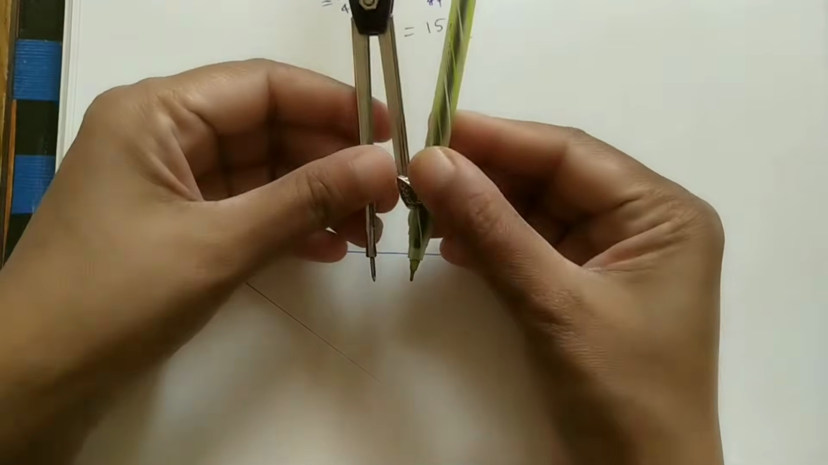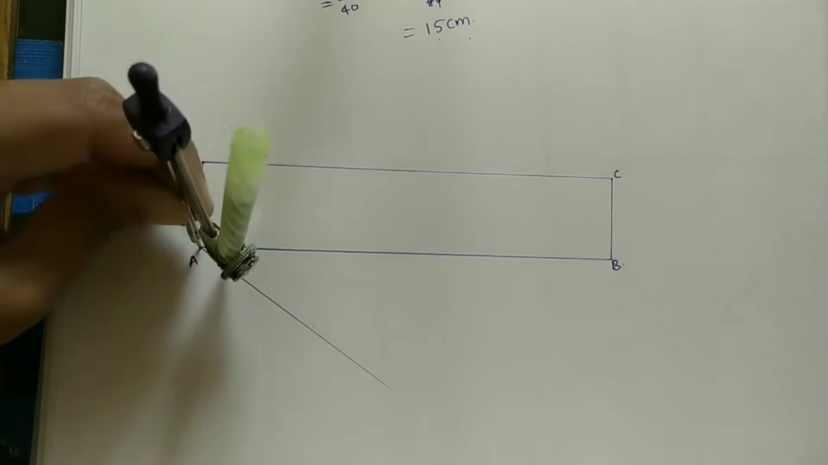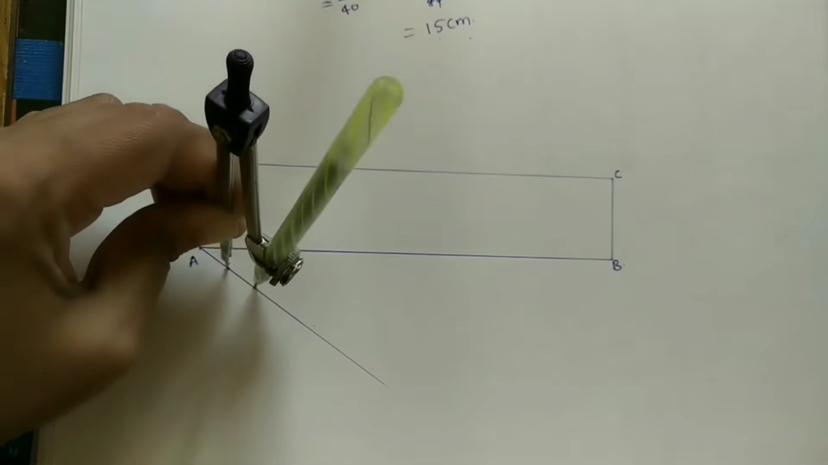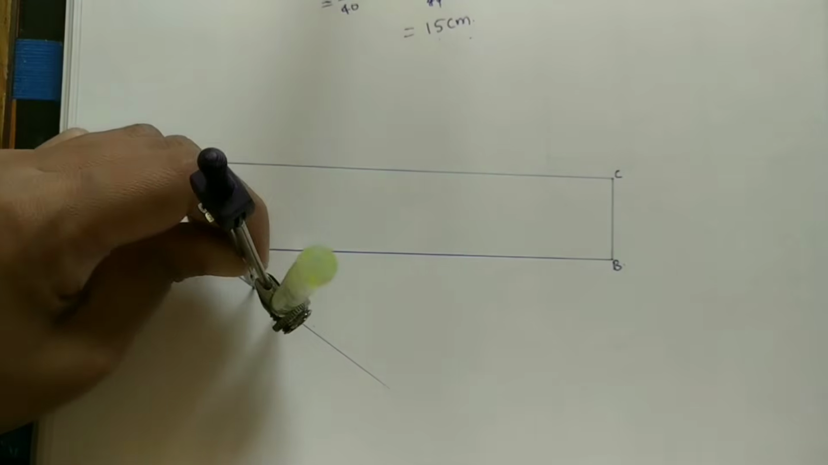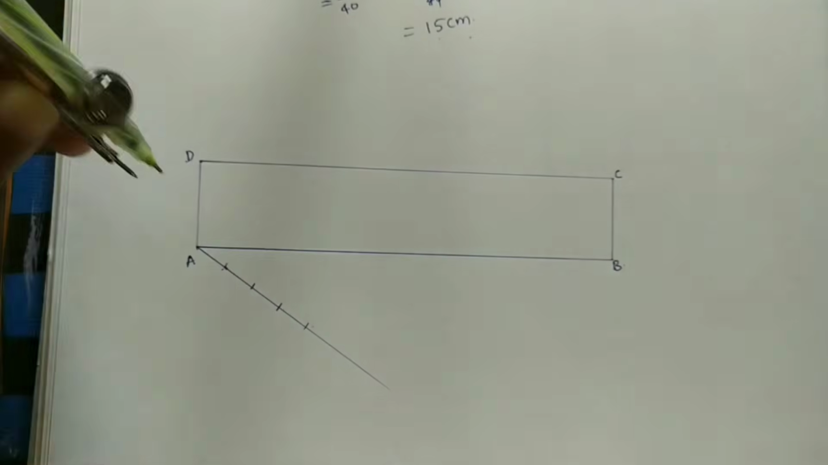Take any radius by using the compass. Divide this inclined line into 6 parts. So take A as center, do one arc here. Take this intersection point as center, same radius, do another arc. Take this as a center, do an arc. Like that we have to divide into 6 parts.